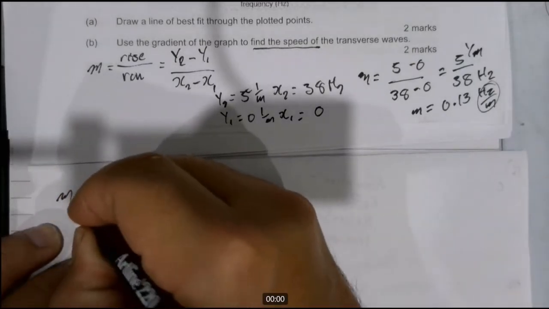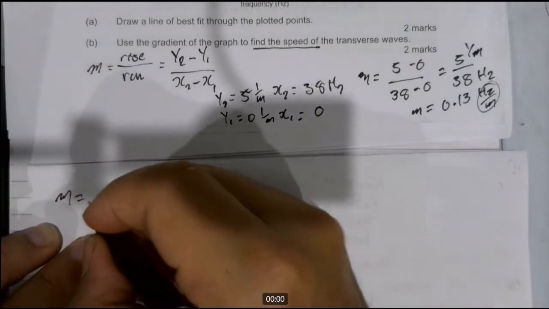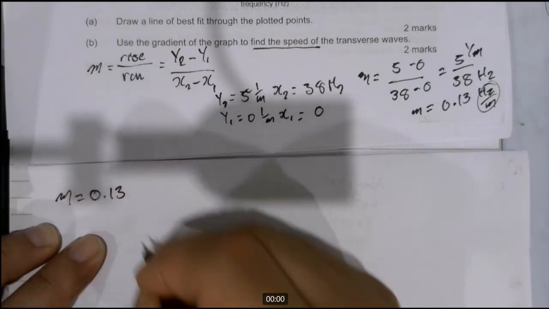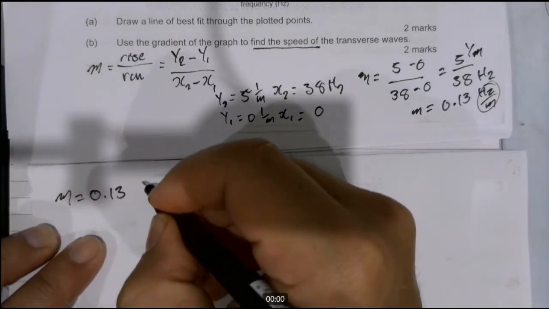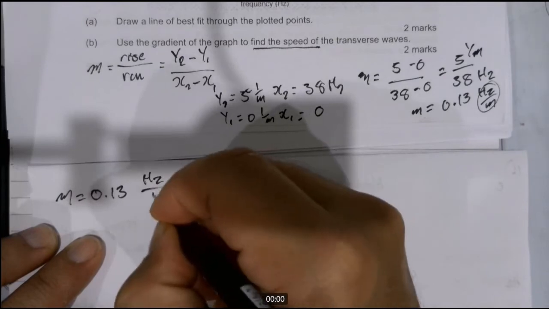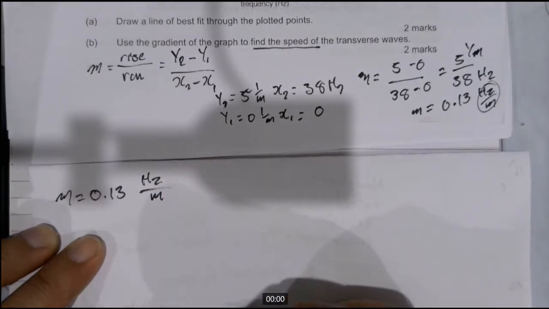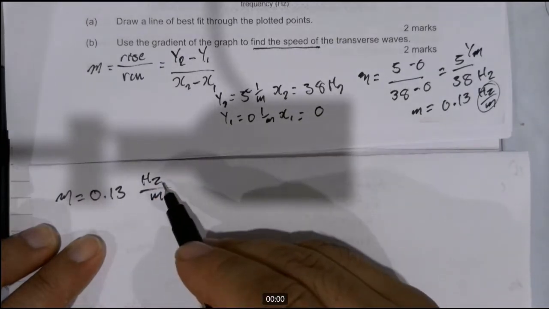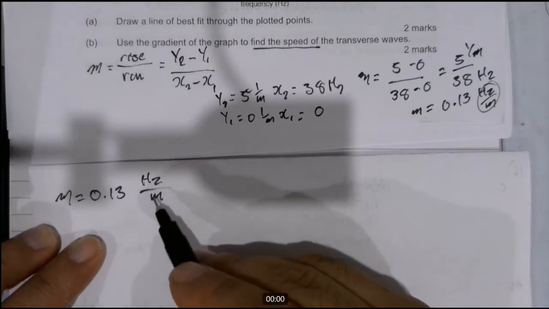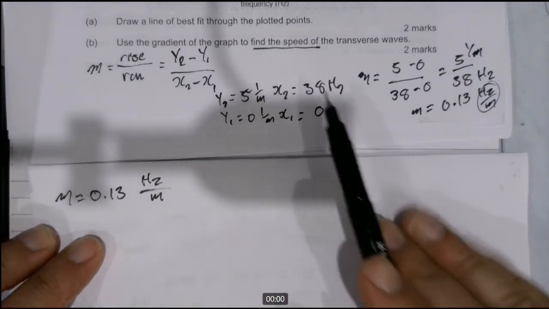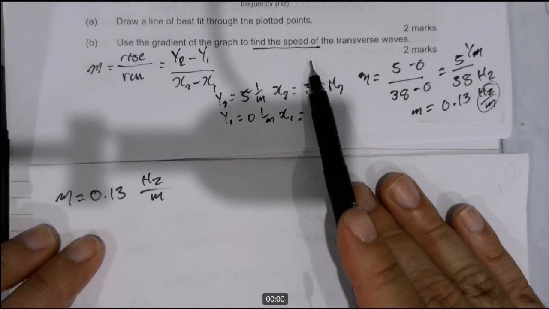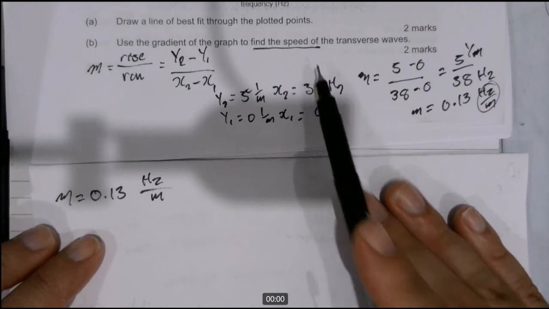Alright, so we've determined that our slope is equal to 0.13 hertz meters. We'll come back to what that unit is saying in a second. But how do we calculate speed from the slope?